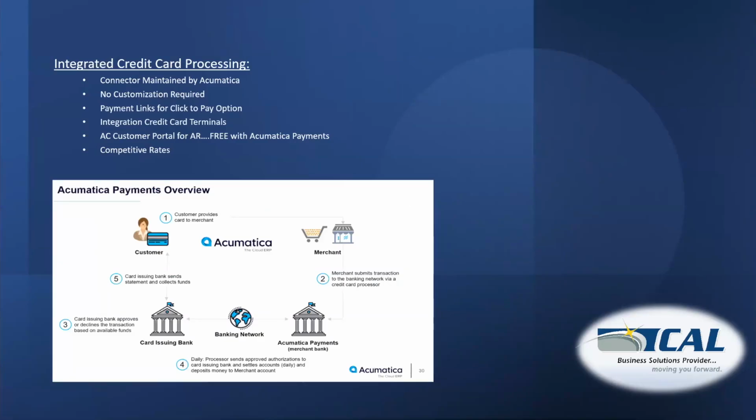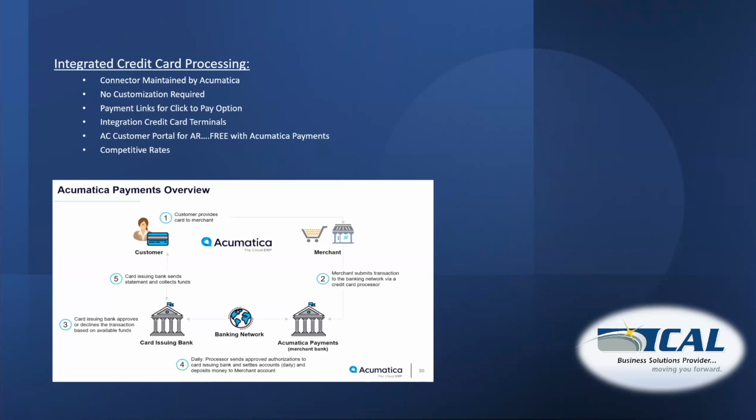All right, so in 23R2 and 24R1, there was even some additional functionality added. Acumatica has introduced what's called Acumatica Payments. So for any of you using Acumatica today, and you have integrated credit card processing, if you're not using something like Authorize.net, you're being forced to go out to an outside provider, such as eBiz or Repay. There's a handful of them out there, and they will offer you a credit card solution.